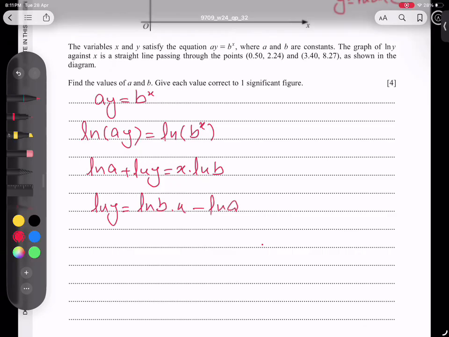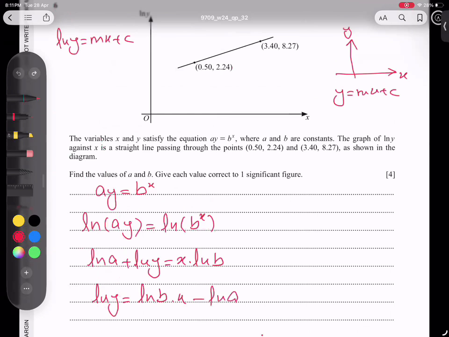If you compare with that, ln y is the same. This is the gradient. This x is the same. This c is the same. I think now you understood very well. Now what am I going to do? How can we get ln b? If I have the gradient, I will find it easily. So let's try to find the gradient. The formula is y2 minus y1 over x2 minus x1. So I can say 8.27 minus 2.24, over 3.40 minus 0.50.